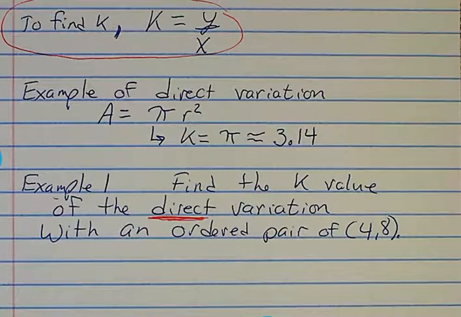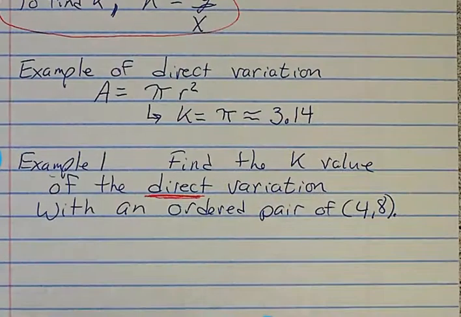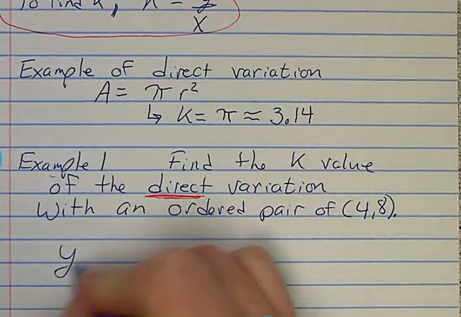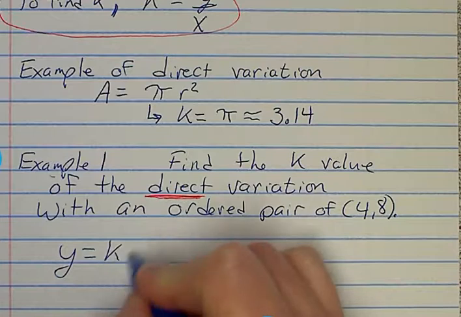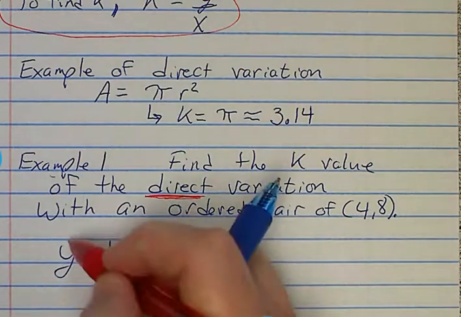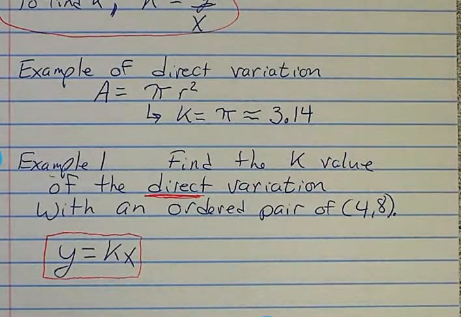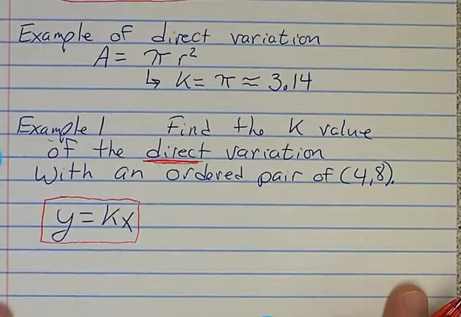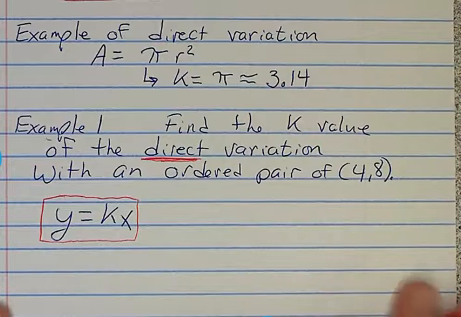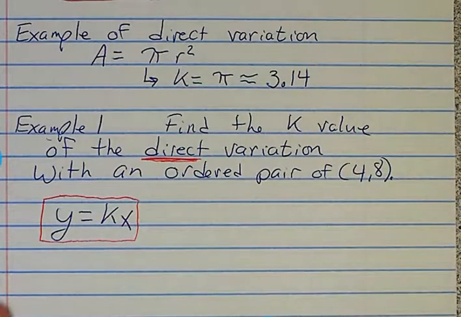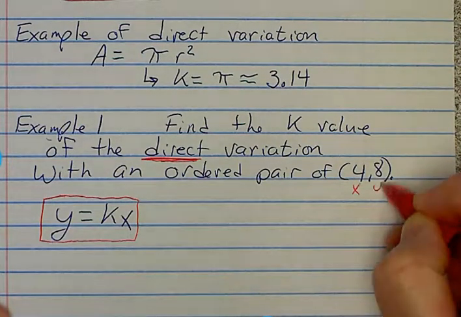So for this one, we're going to find the k-value of the direct variation equation with an ordered pair of 4, 8. Okay, so very first thing is you're going to start with your equation, which is y equals kx. And what do you know about an ordered pair? What is the 4 and the 8? What could we put with those two things? There you go. 4 is the x, 8 is the y.